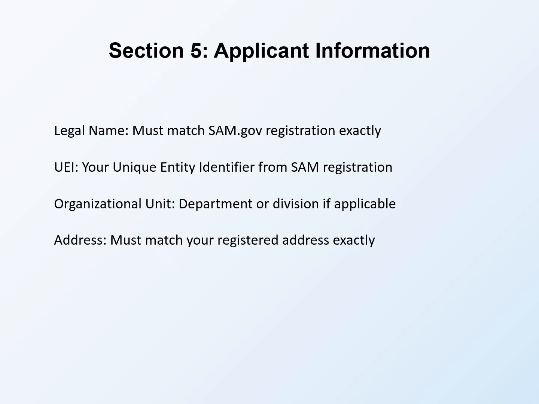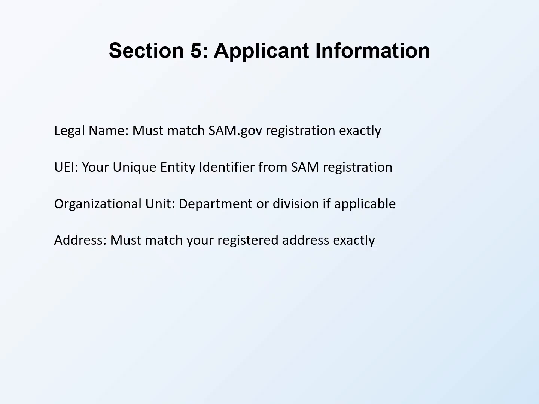Section 5 captures applicant information that must precisely match your federal registrations. Legal name must match your sam.gov registration exactly, including punctuation, abbreviations, and spacing. If your registered name is ABC Community Health Center, incorporated with a comma and period, enter it exactly that way. Any variation may cause validation failure.